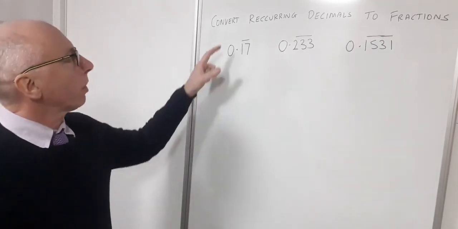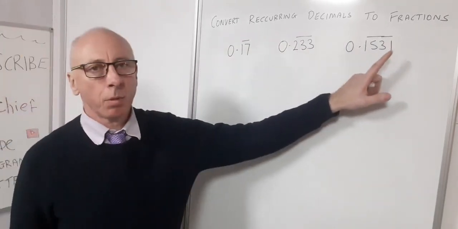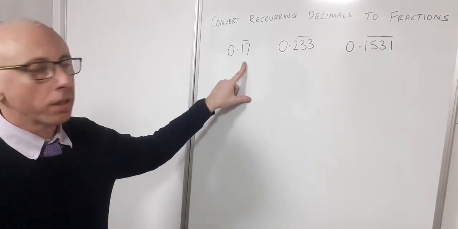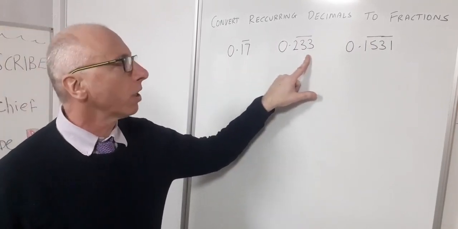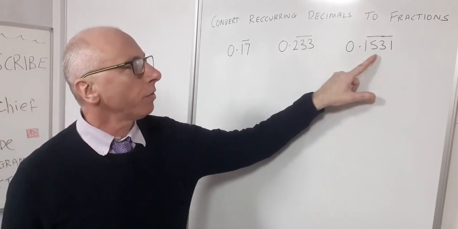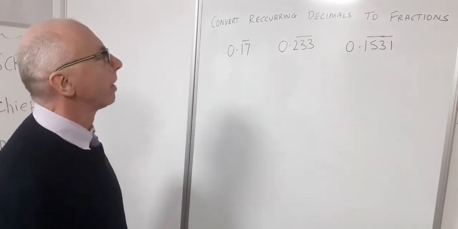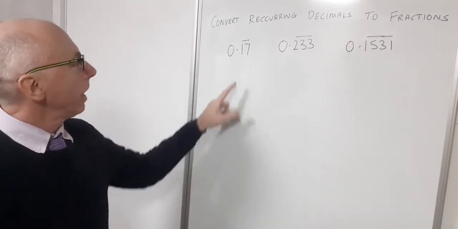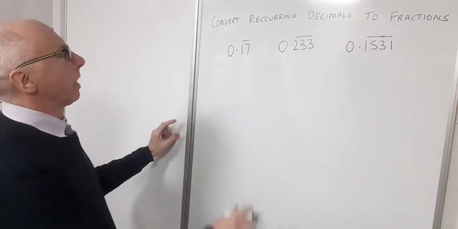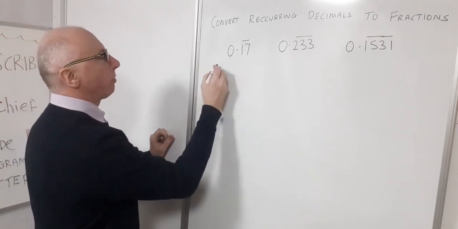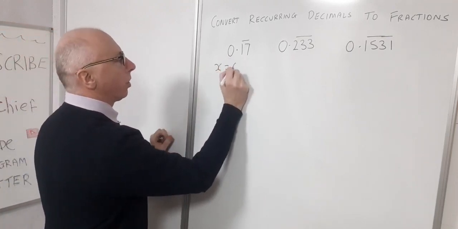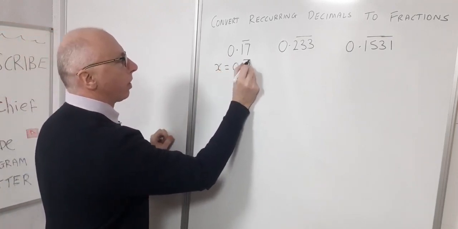So in this question we're going to convert these recurring decimals into fractions: 0.17 recurring, 0.233 recurring and 0.1531 recurring. So let's start with this one first. Our first mission is to set x equal to this recurring decimal, so x = 0.17 recurring.